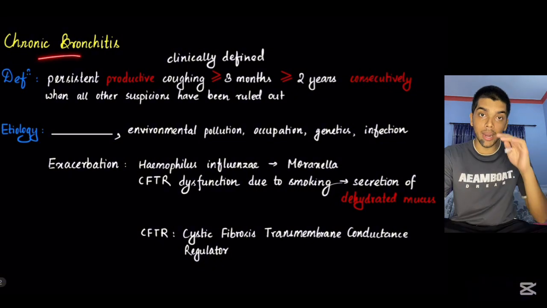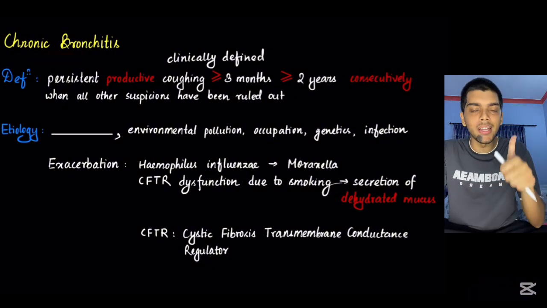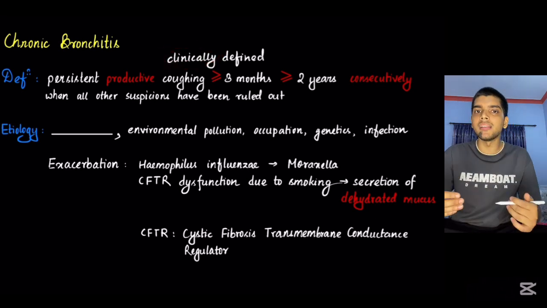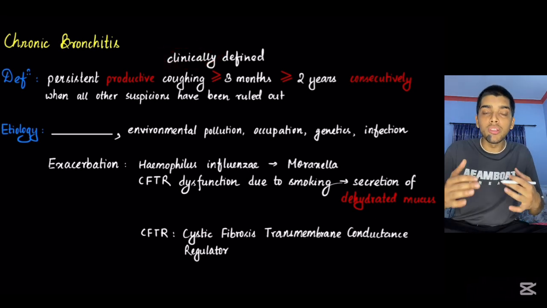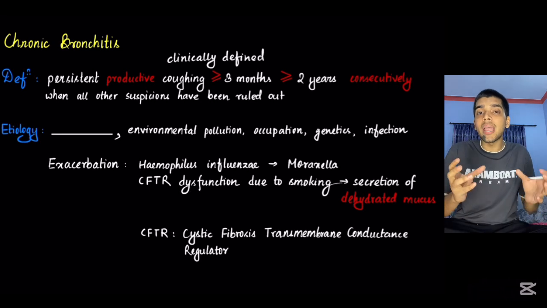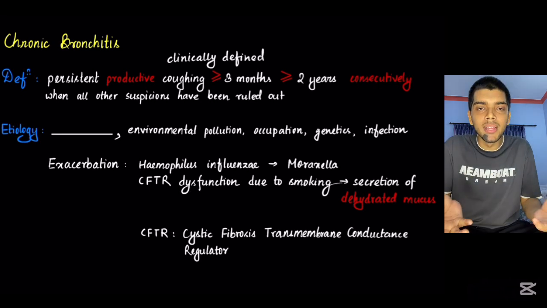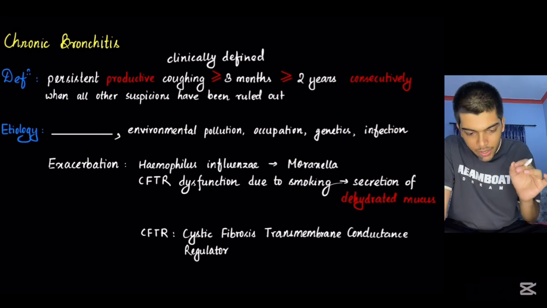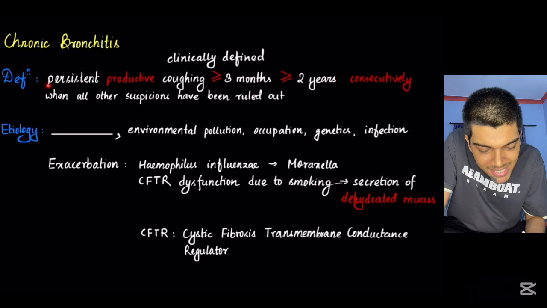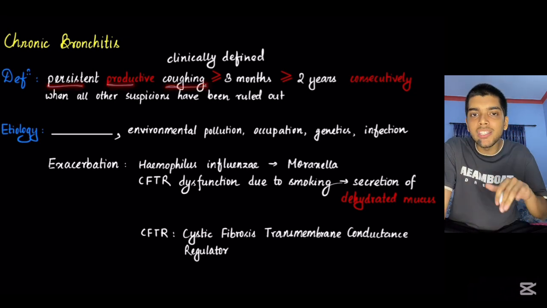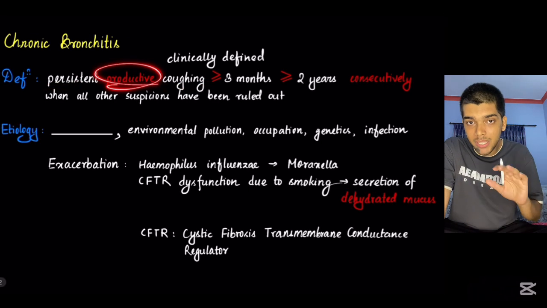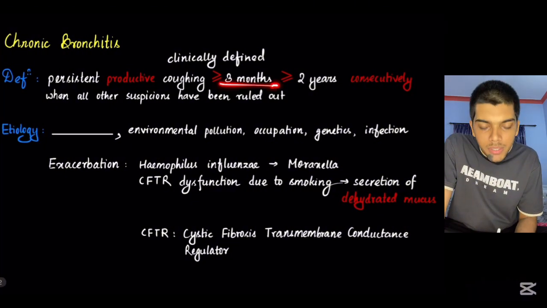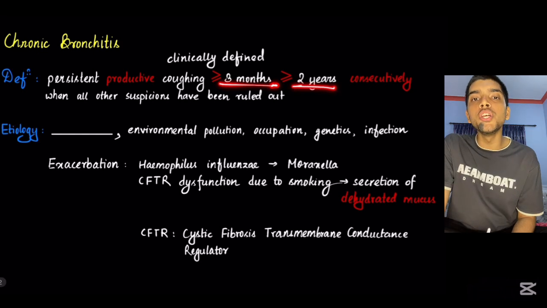So, chronic bronchitis. Number 1, definition. Chronic bronchitis has been defined clinically. That is, if a patient comes to you with chronic bronchitis, what type of history is he presented with? This is the history that you can see in the patient. There is persistent productive coughing, that is, cough with mucus, for at least 3 consecutive months, for at least 2 consecutive years.